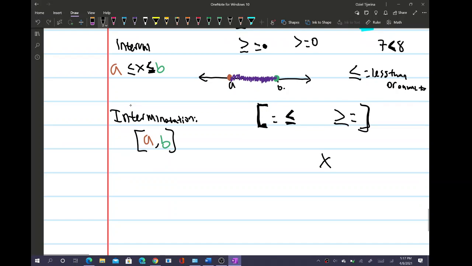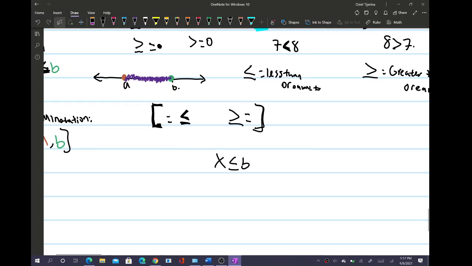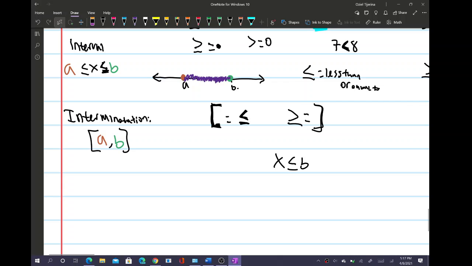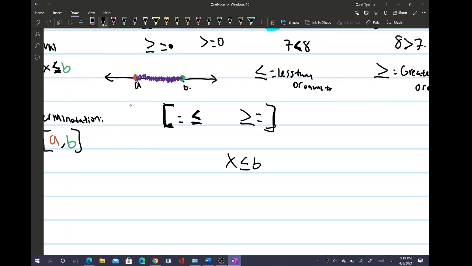So if you have x less than or equal to b, it's going from left to right, so you're going to say negative infinity to b, bracket.